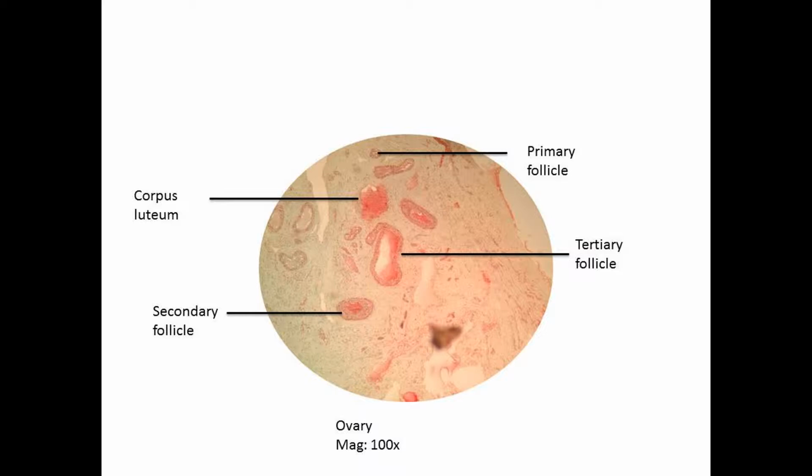Inside that there is also the corpus luteum, which is a hormone secreting structure that develops in an ovary after an ovum has been discharged but degenerates after a few days unless pregnancy has begun.